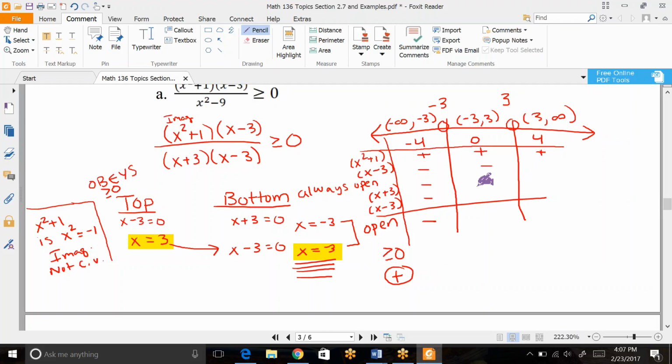0 minus 3 is negative. 0 plus 3 is positive. 0 minus 3 is negative. 2 negatives make a positive. 4 minus 3 is positive. 4 plus 3 is positive. 4 minus 3 is positive.